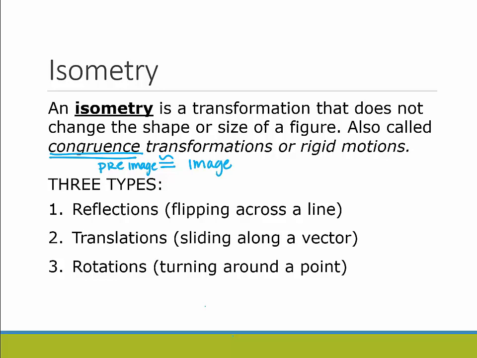So these three types we went over in chapter 1, and we're going to revisit them now. You have reflections, translations, and rotations. Reflections, remember, just flip across any given line. Translations are sliding, and rotations are turning around.